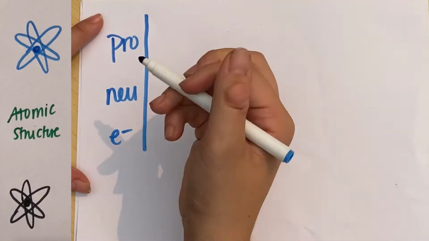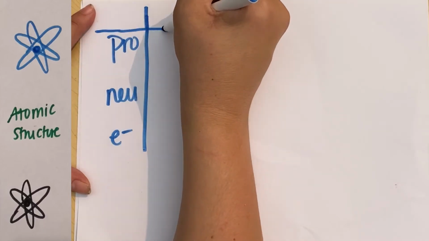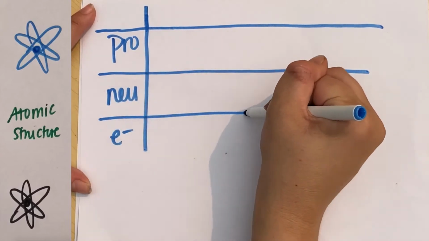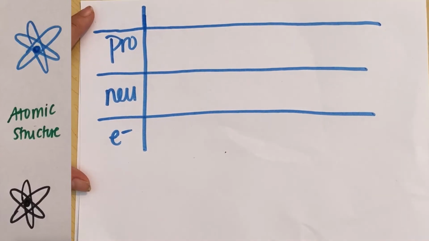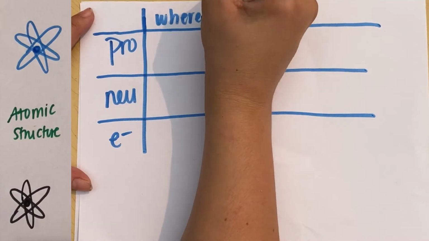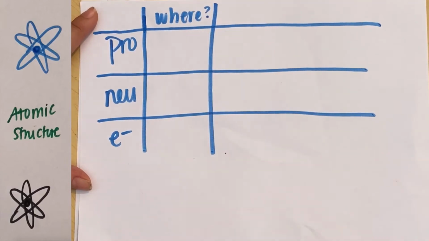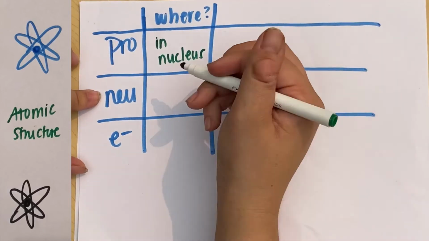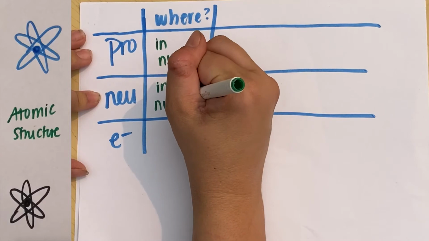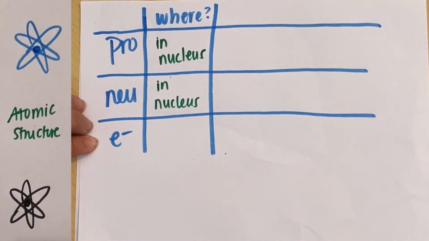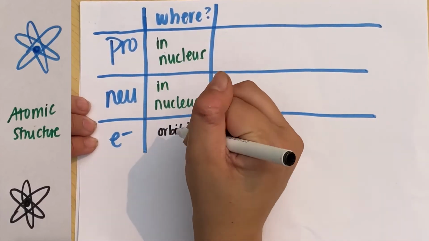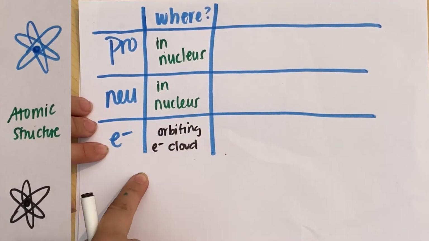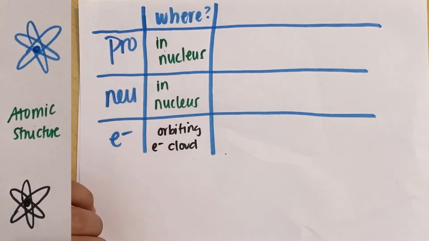All right, protons, neutrons, and electrons, and we need to know stuff about them. I'm going to make this beautiful table for you with very, very straight lines here. So protons, neutrons, electrons, where are they? Your protons are in the nucleus. Your neutrons are also in the nucleus. Your electrons are going to be orbiting in the electron cloud. So these guys are always moving. They're zipping around all the time. So this is where they are.